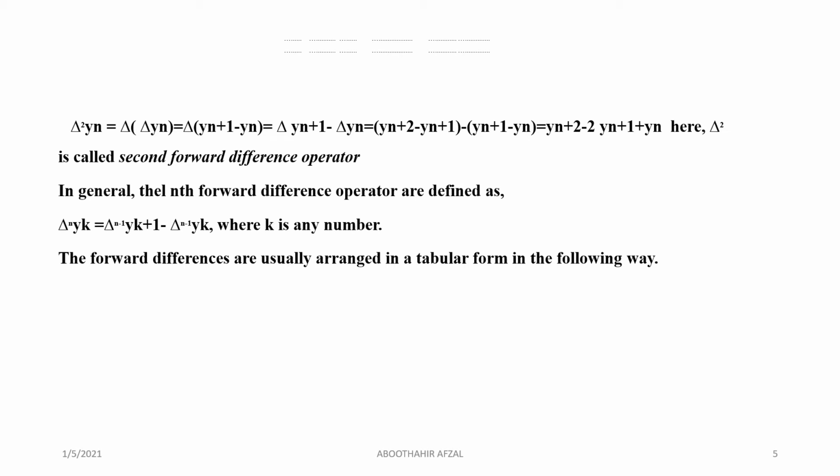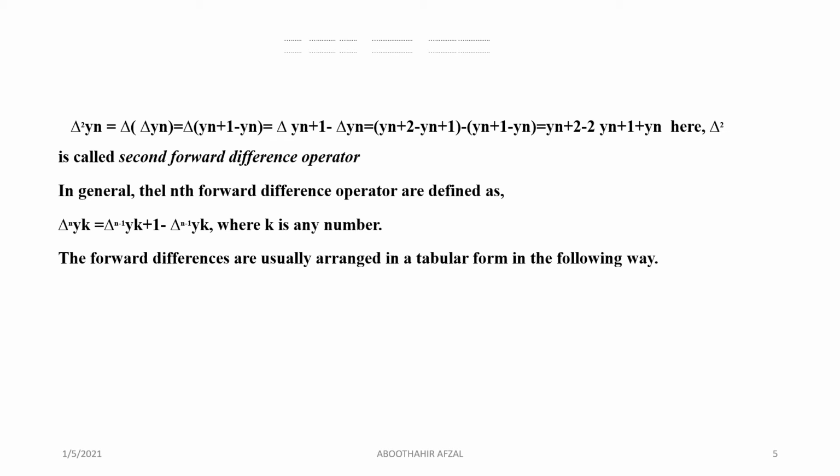So in general, you can think about the third forward difference operator. That will be delta cube yn. That will be delta square yn plus 1 minus delta square yn. That can again be written in terms of delta yn, and that again can be written in terms of yn. So in short, you can think about the nth forward difference operator: delta square yn, delta cube yn, delta raised to 4 yn, delta raised to n yn. So delta raised to n yk will be nothing but delta n minus 1 yk plus 1 minus delta n minus 1 yk.